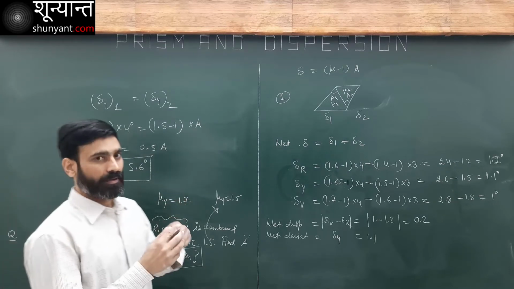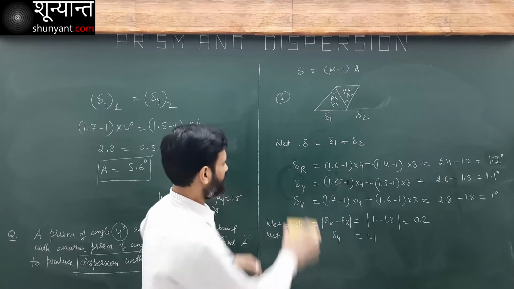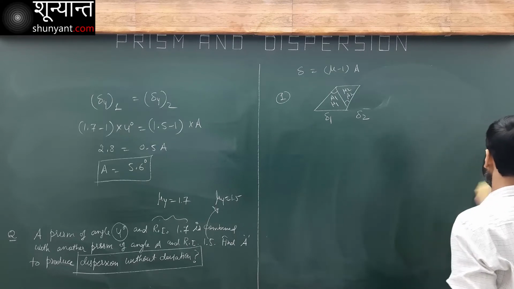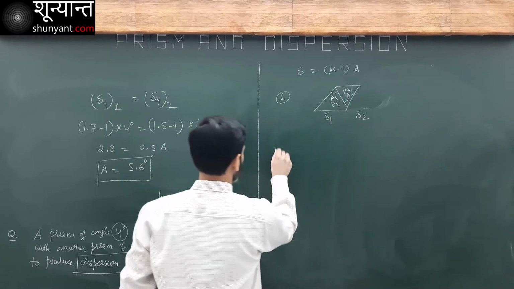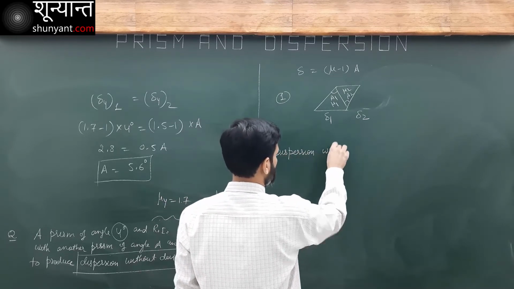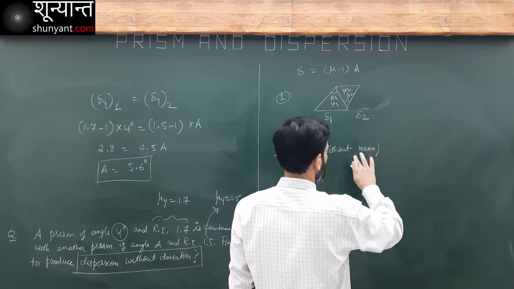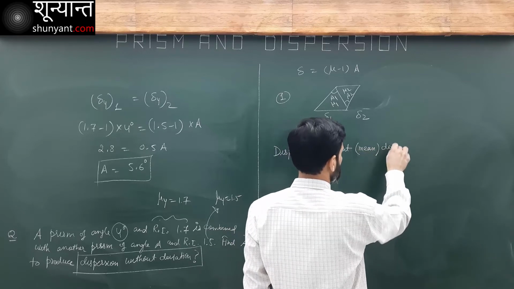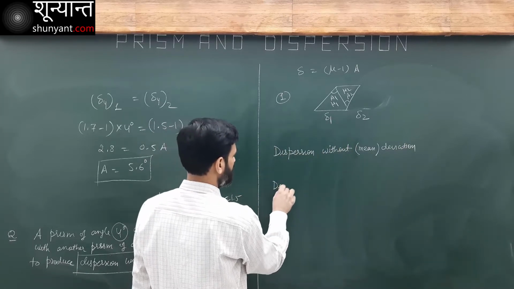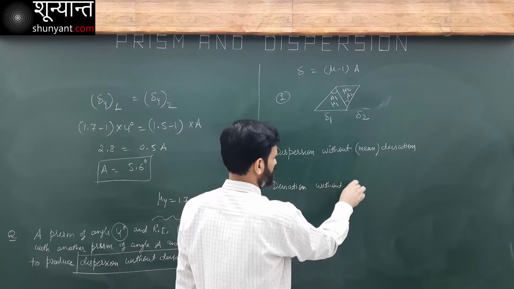Okay, so I can have this arrangement. I can produce two types of result by adjusting these values. What are those two types? Those two types are dispersion without deviation. It is actually mean deviation, but we generally call it simply deviation. Or I can have deviation without dispersion.